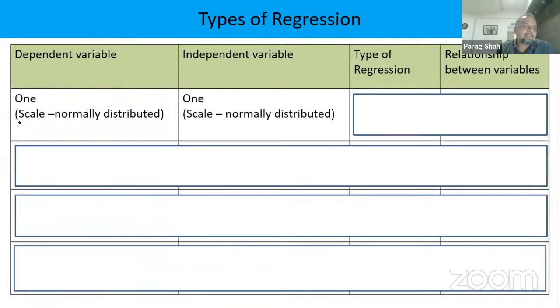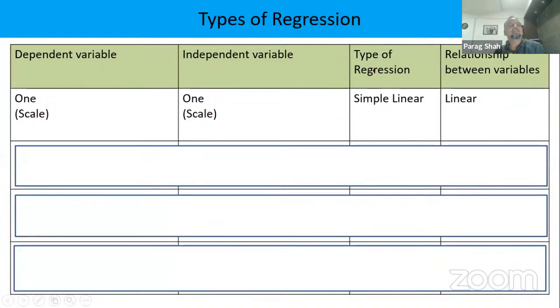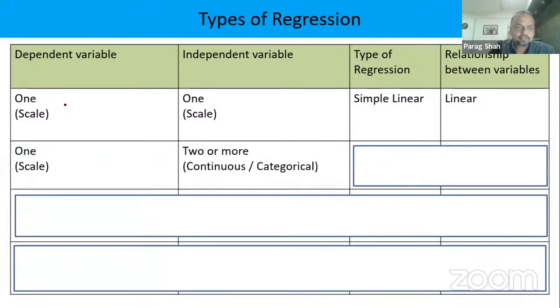So if one variable is scale, the other is also scale, that means the independent variable is scale and the dependent variable is also scale, then we can go for simple linear correlation, regression. So we are assuming there is a linear relationship. Both are scale. If the dependent is scale, the independent can be scale or categorical.